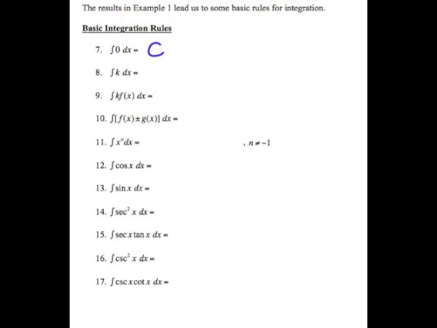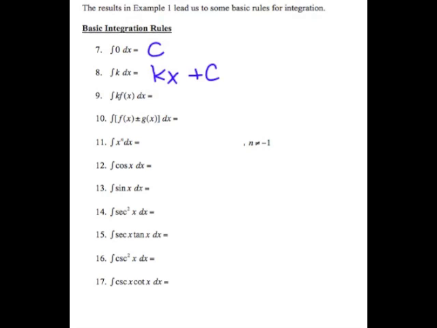The next rule is something that we saw in the previous example in part C. It's the integral of a constant, and that comes from differentiating kx plus c. Again, think of something with numbers if it helps you. If we took the derivative of 4x plus 7, we'd simply have 4 left.